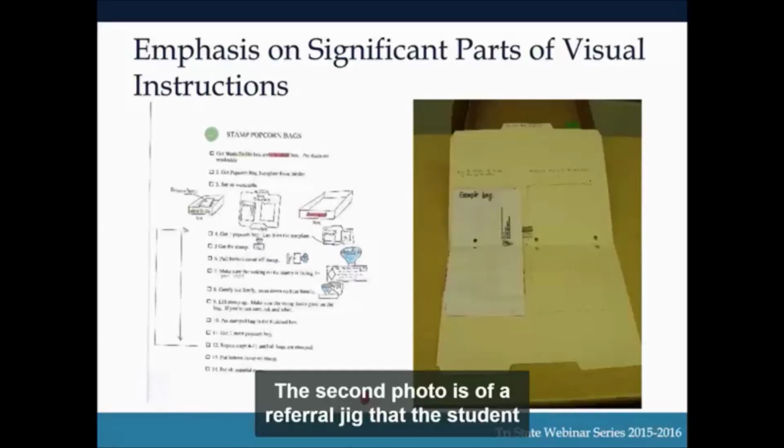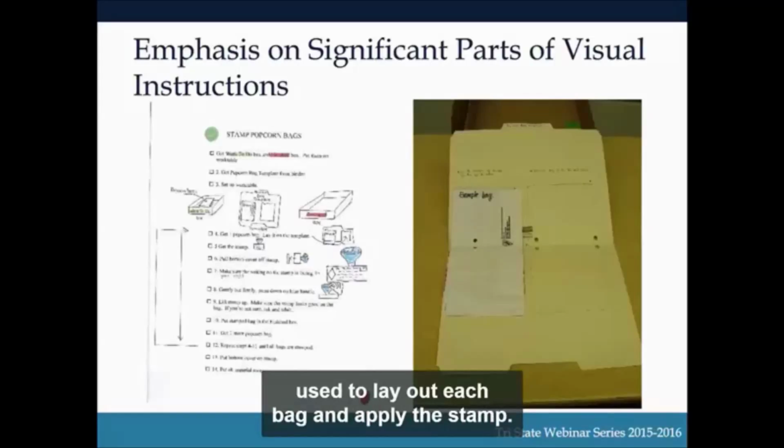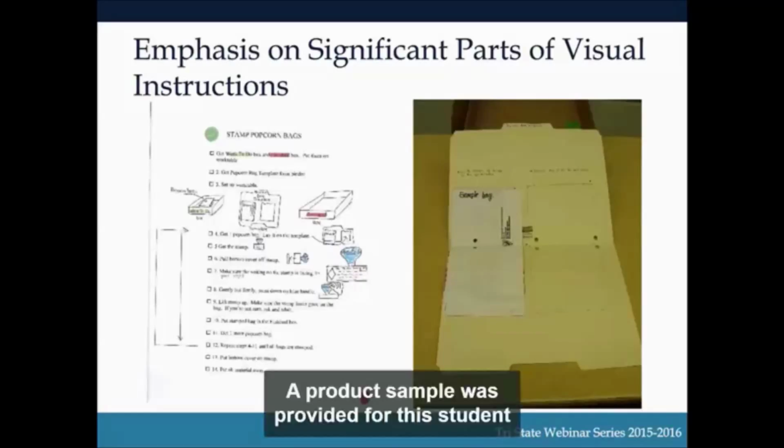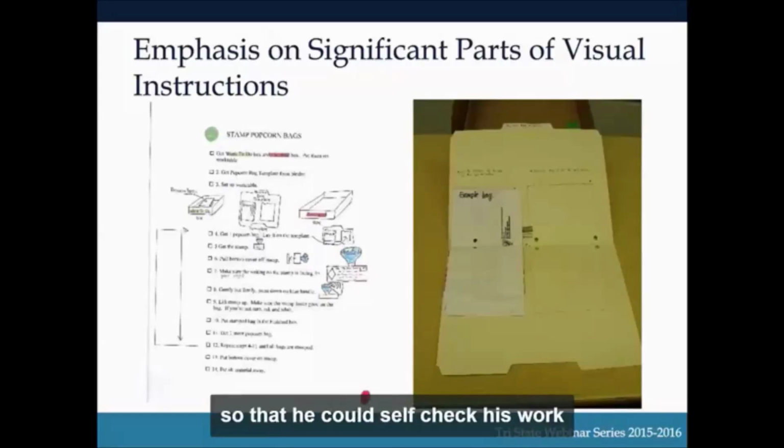The second photo is of a referral jig that the student used to lay out each bag and apply the stamp. This component of the task was included in the procedural task analysis. A product sample was provided for this student so that he could self-check his work before asking the assistance of an adult.